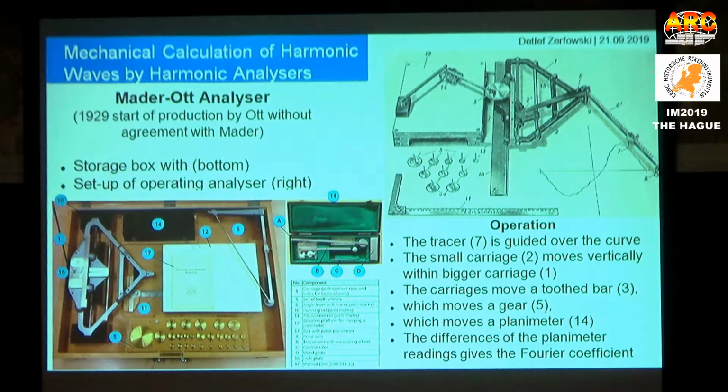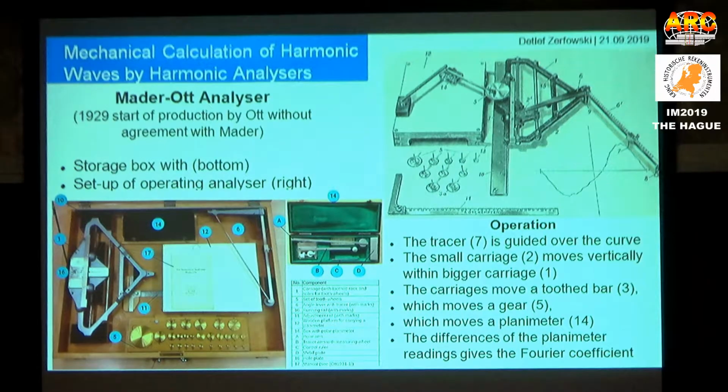Another producer or manufacturer who was quite successful with this is the company Ott. They started with the production of these systems without an agreement by Marder at about 1929, and they came up with quite a number of variants of these systems, and I will go a little bit deeper into the variants of these types of analyzers in this talk.